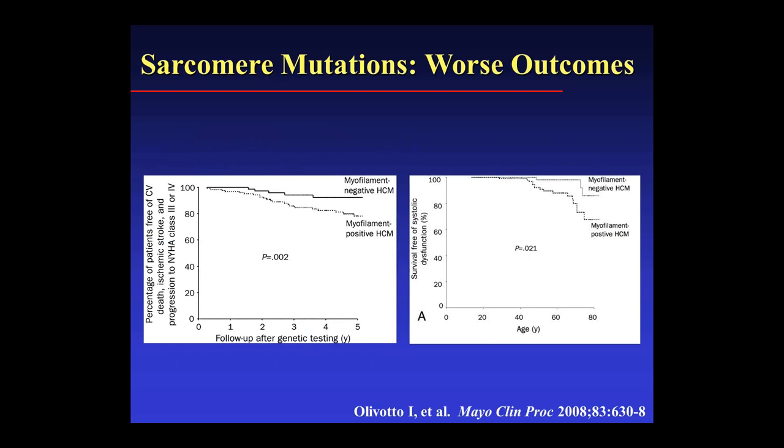There is some preliminary data that suggests that certain sarcomere mutations are associated with worse outcome. This data from Olivotto and colleagues, published a few years ago, showed that there's some tendency to worse outcome in patients who have a genotype that is myofilament positive compared to those with a mutation that's myofilament negative. We will be studying many more genes in this particular study, and with a patient population of 2,750, we really hope to understand if there are genetic markers of adverse outcome.